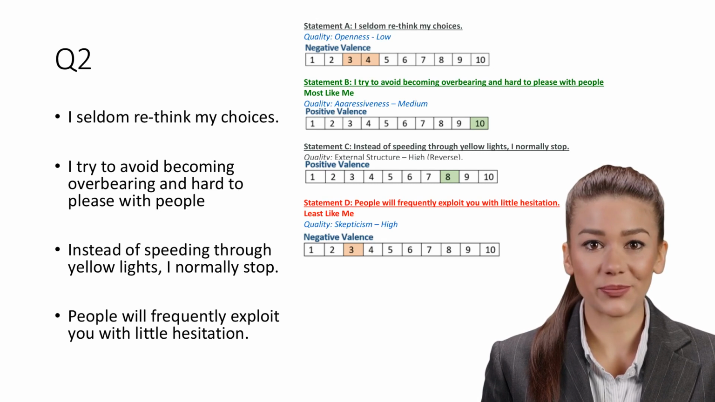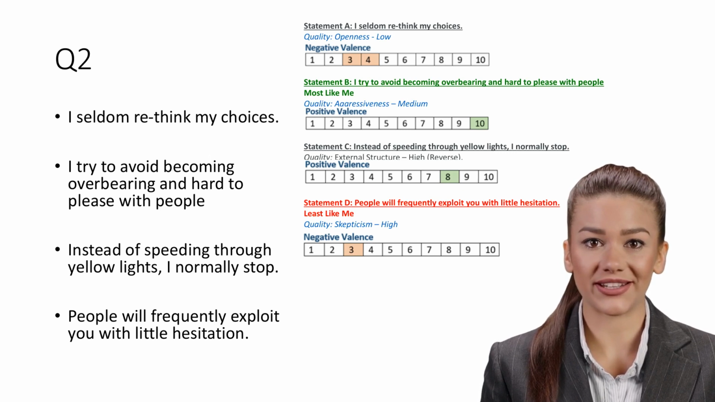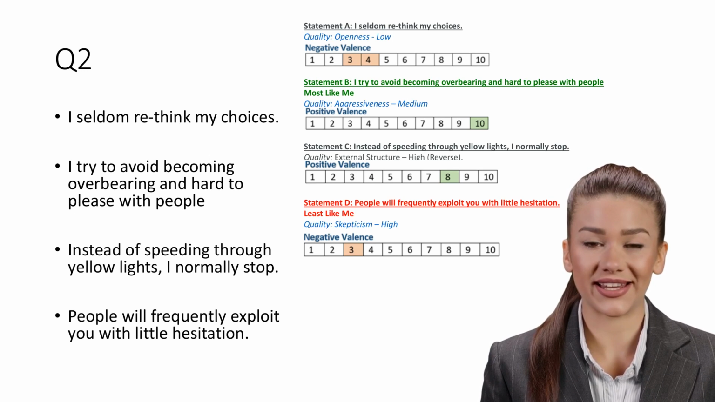Statement D. People will frequently exploit you with little hesitation. Least like me. It evaluates quality, skepticism, high. It does not build team business relationships to anticipate everyone will exploit you at every turn. While a moderate amount of skepticism can protect the business, at high levels it tends to be counterproductive.